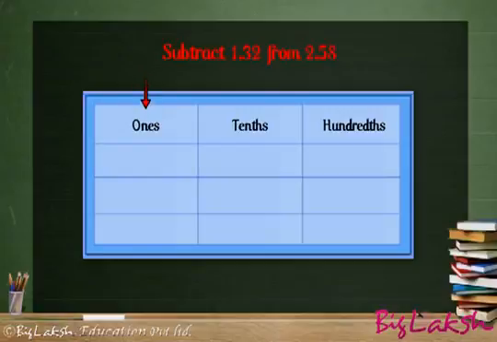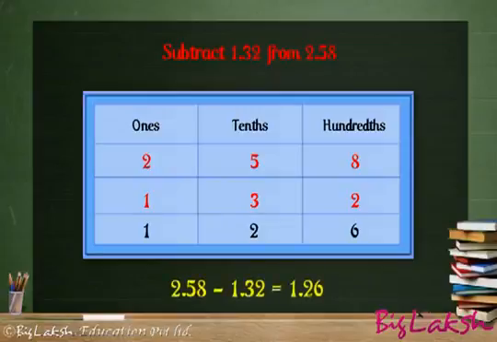Here we have digits before the decimal, so we will put them at ones place. The digits after the decimal will be put under tenths and hundredths place. Here too, we will start subtraction from the right as in whole numbers. On subtracting 2 from 8, we have 6 at hundredths place. On subtracting 3 from 5, we have 2 at tenths place, and at ones, we have 1. Thus, 2.58 minus 1.32 is equal to 1.26.